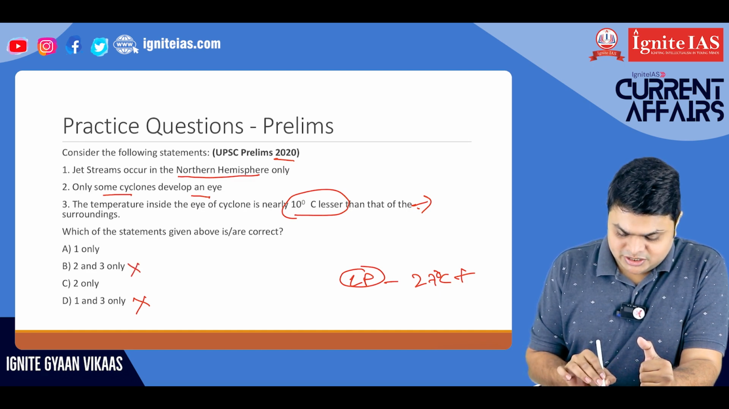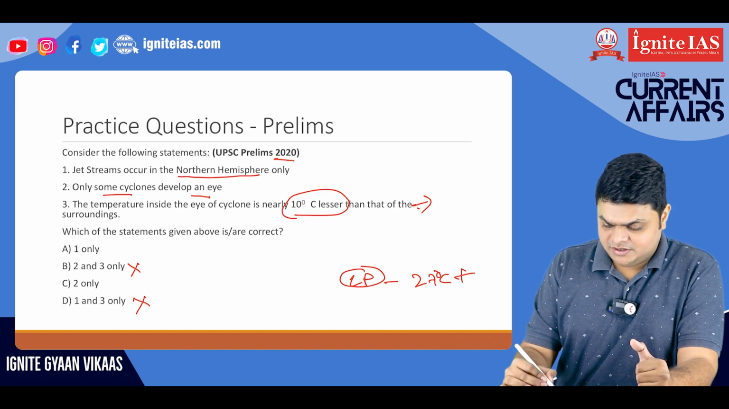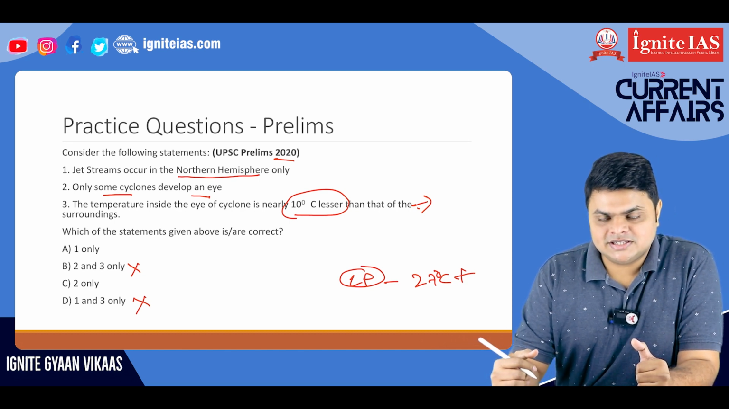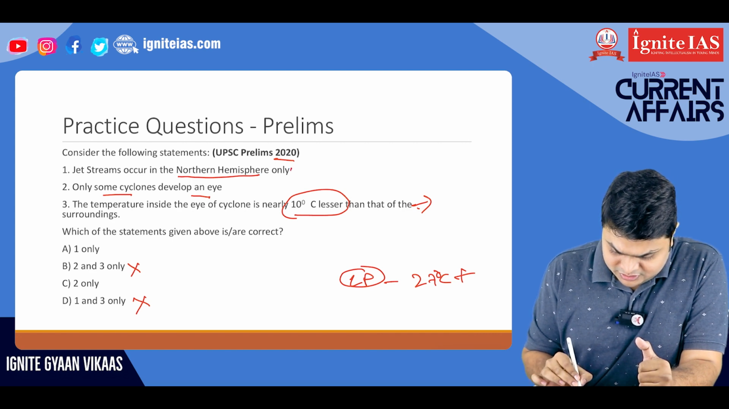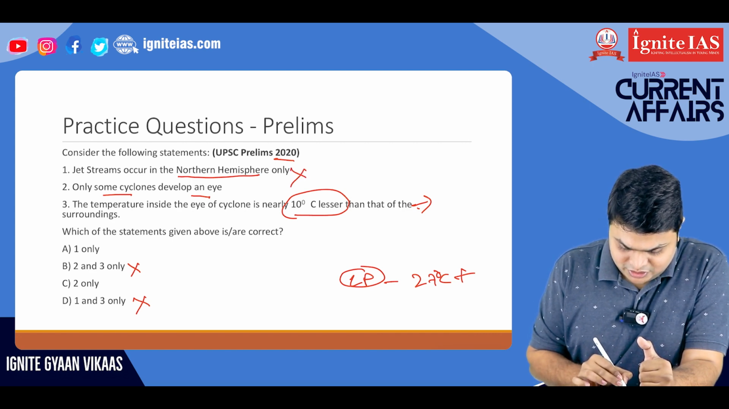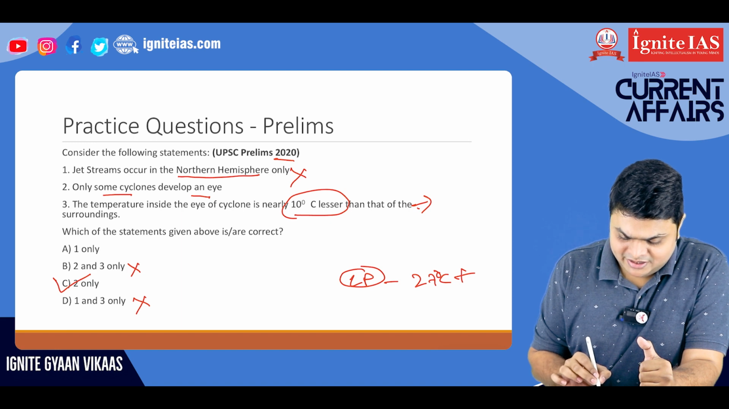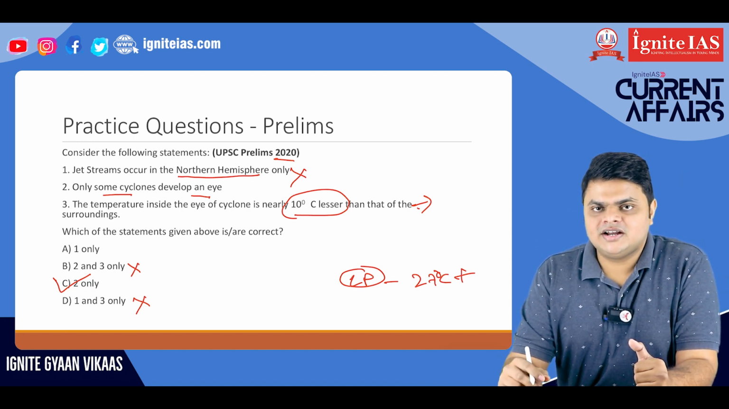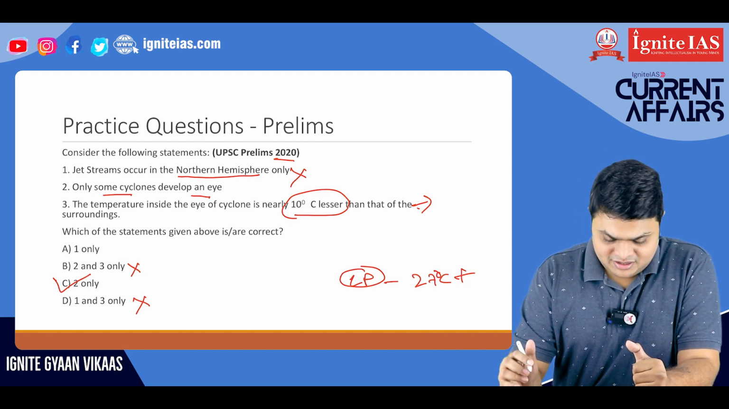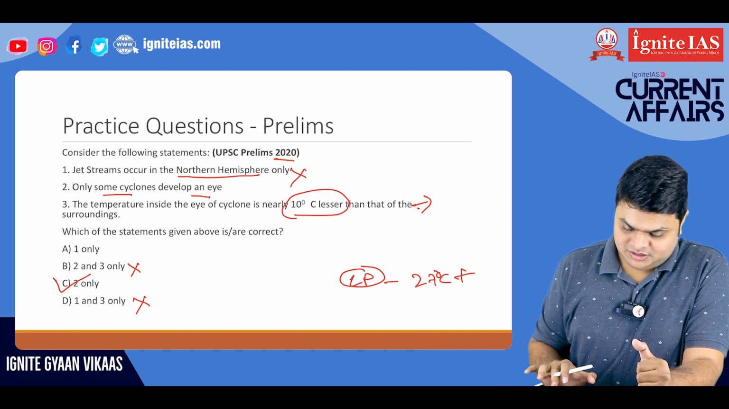Now, jet streams occur in the northern hemisphere only. Jet streams actually occur in both the northern hemisphere and the southern hemisphere. It is covered in geography. So the first statement is also wrong, which gives the only answer as C, only 2. Only some cyclones develop an eye, because there are some extratropical cyclones which are formed due to a front and not necessarily they have an eye. So that's why option 2 is right.